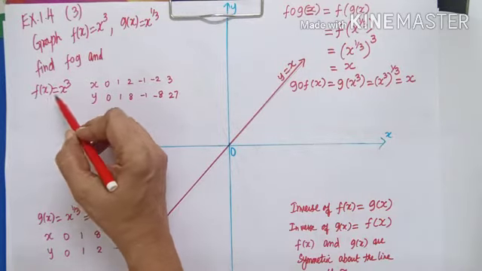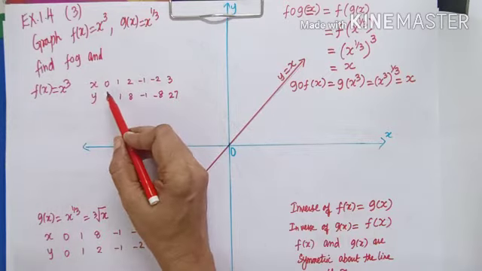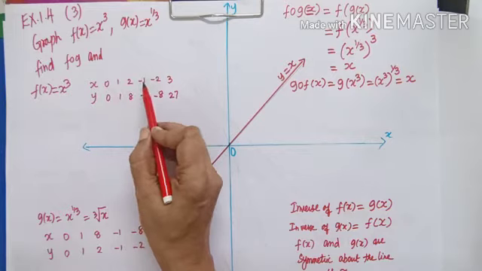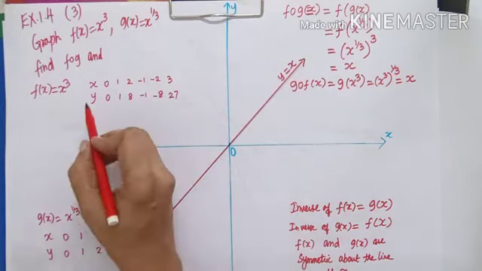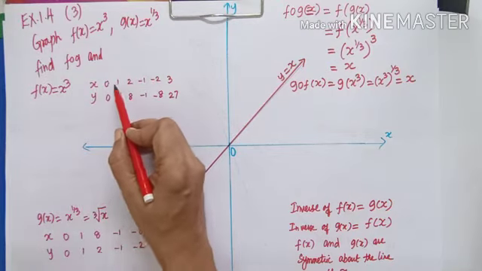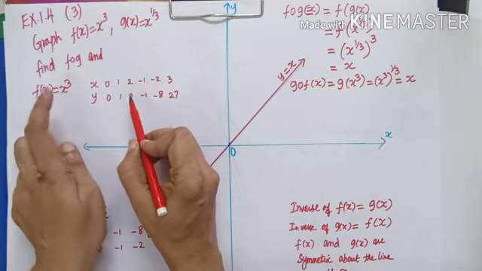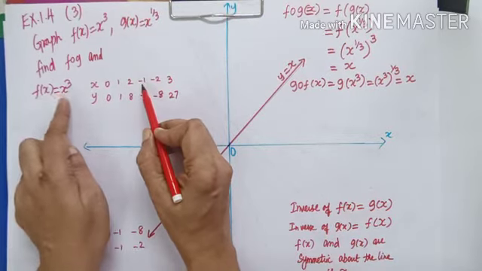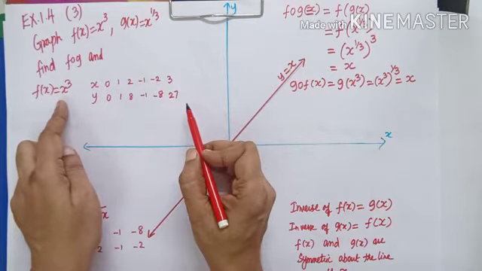What is f of x equal to x cube? Let me put x, some easy values: 0, plus or minus 1, plus or minus 2, and 3 also I can put. So what is y? 0 cube is 0, if I put 1, cube is 1, if I put 2, cube is 8, I put minus 1, cube is minus 1, and I have tried the remaining.